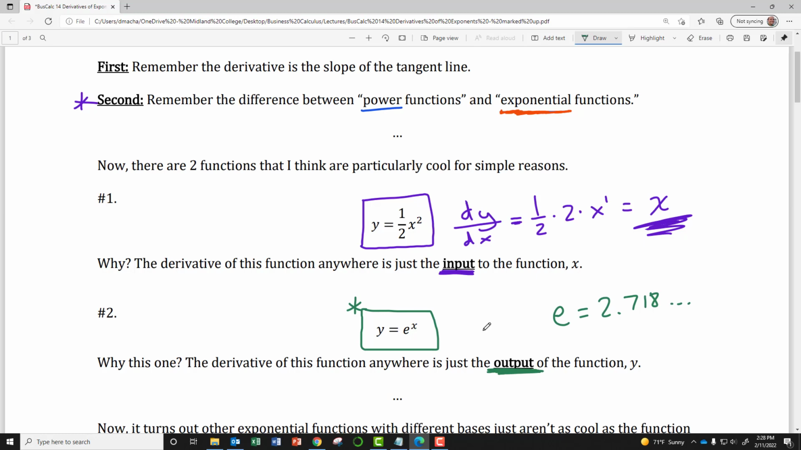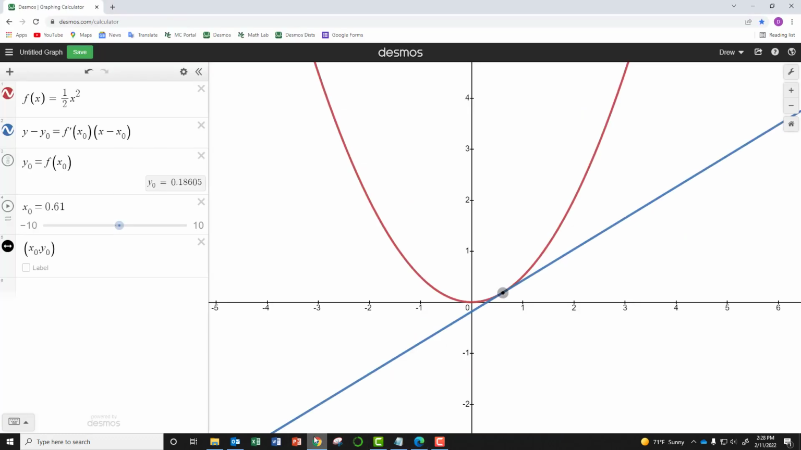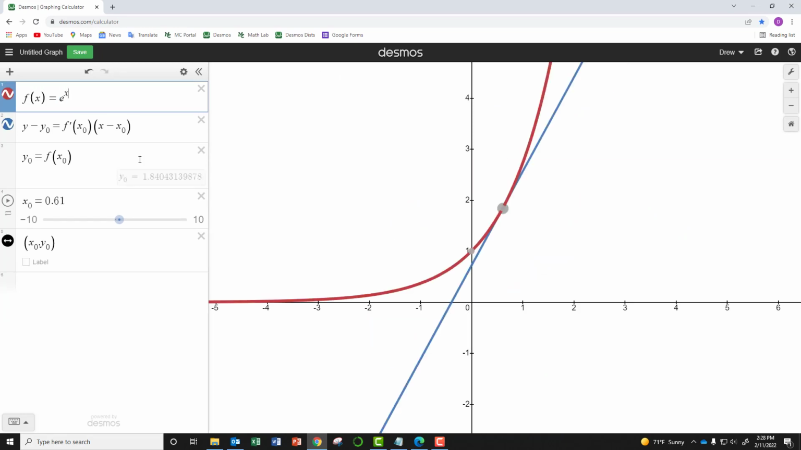Okay, so let's maybe just show you in Desmos kind of what I mean. And I'll change my function now to e to the power x.